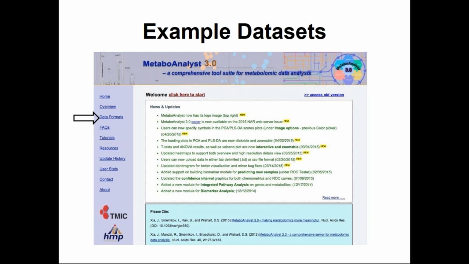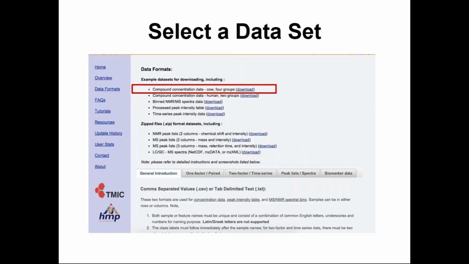If you click on the left side, you'll see a column with overview, home, facts, tutorials, resources, update history. But there's also something on data formats, which describes how you have to assemble your data. It can take data in an Excel-like spreadsheet, and these are the types of data formats it accepts: compound concentration data, spectral bin data, and time series peak intensity data. You can take a look at exactly how these are structured.